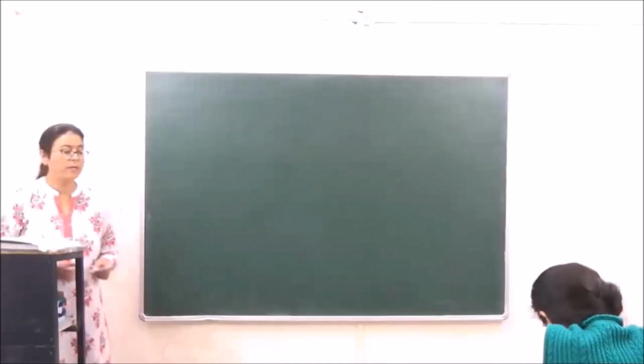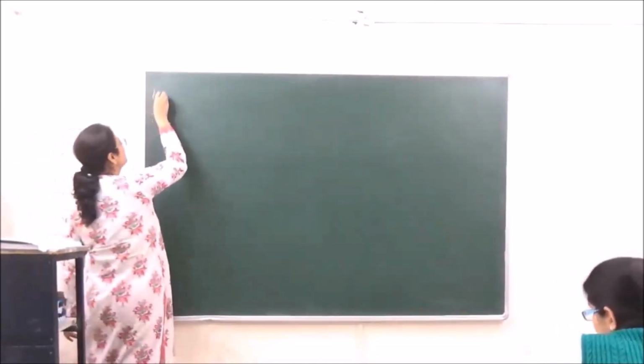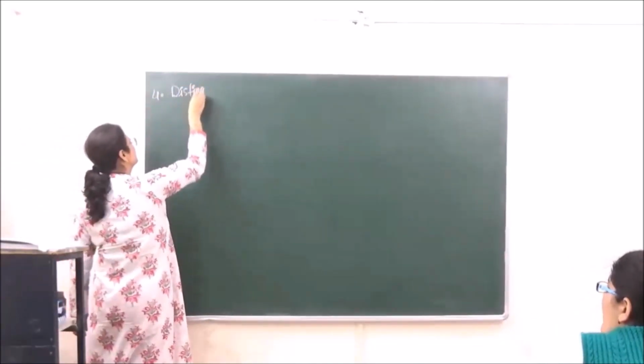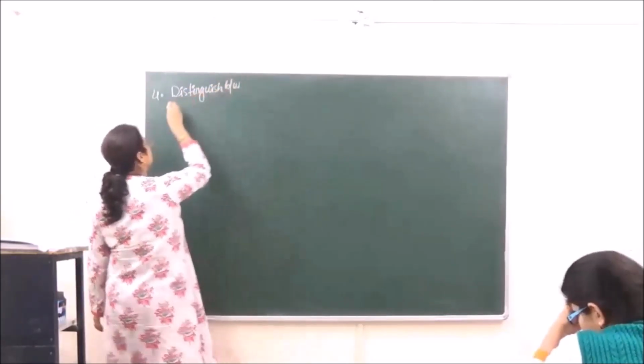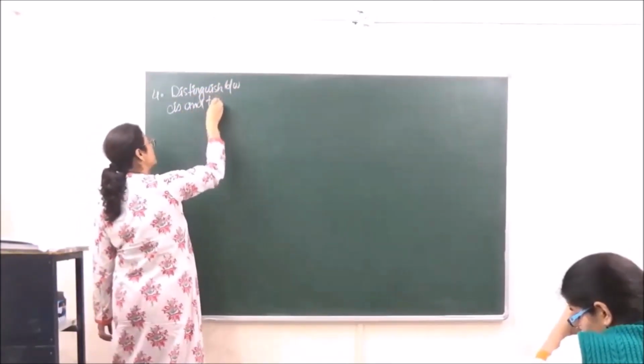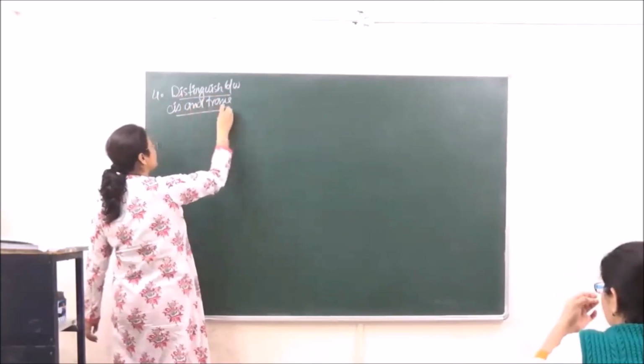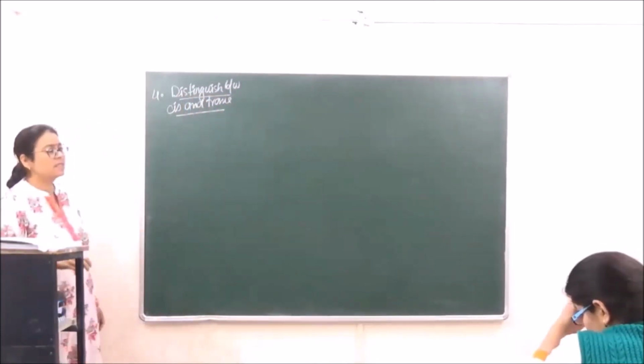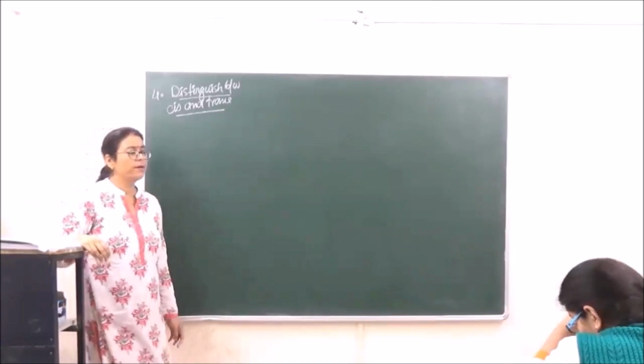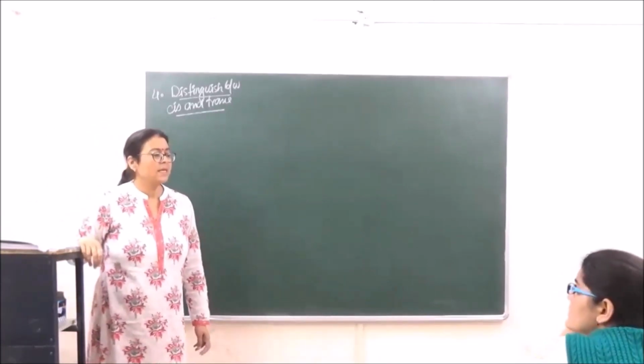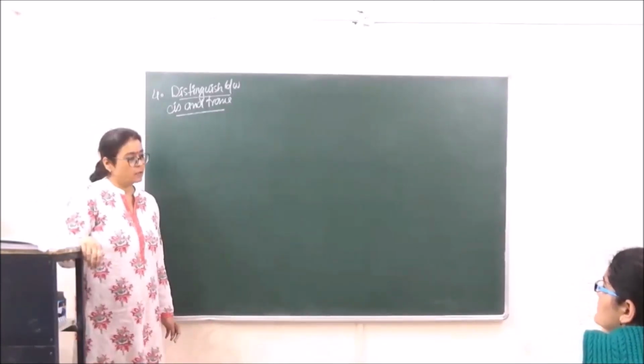Okay? Then the fourth application is to distinguish between cis and trans forms. Now let's first understand what these cis and trans terms which we are using over here are. Cis and trans means that they are geometrical isomers.